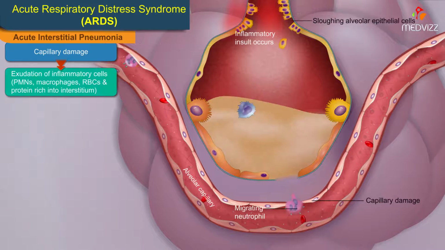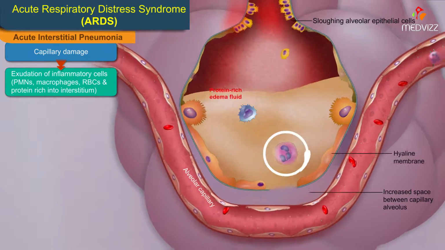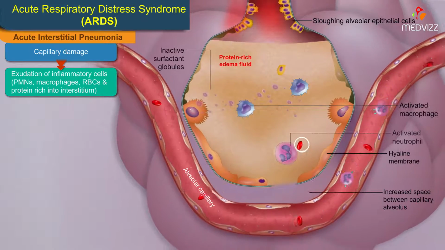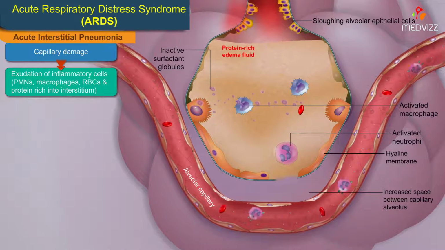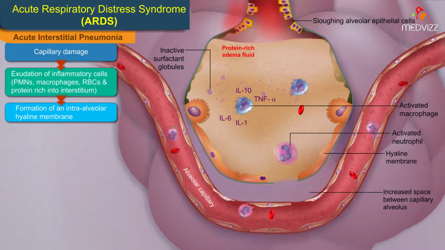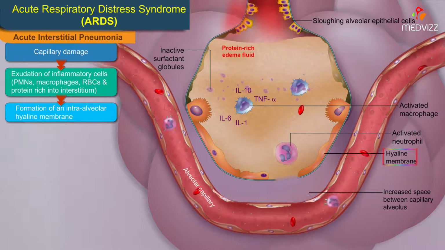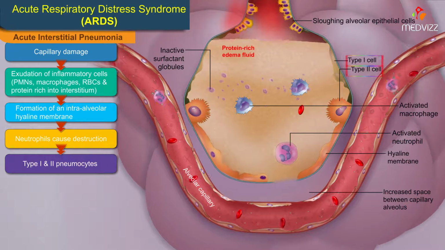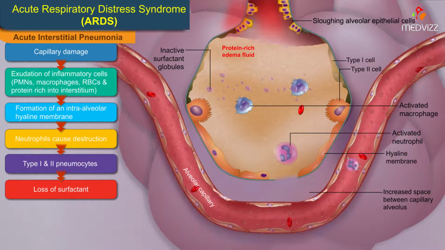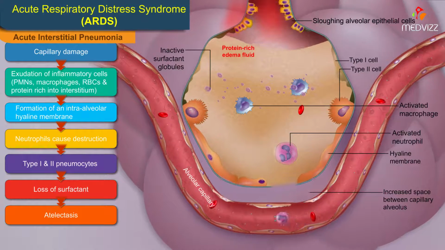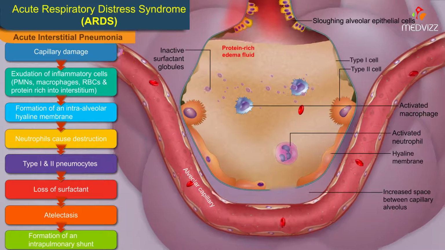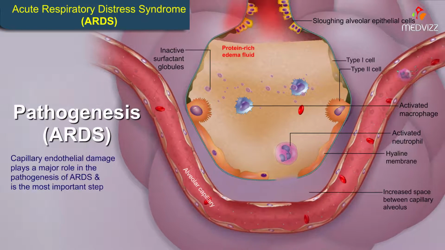Capillary damage leads to exudation of inflammatory cells, polymorphonuclear cells or PMNs, macrophages, RBCs, and protein into the interstitium. There is formation of an intraalveolar hyaline membrane. Neutrophils cause destruction of type 1 and type 2 pneumocytes, which triggers a loss of surfactant and then leads to atelectasis. This causes the formation of an intrapulmonary shunt, a VQ mismatch with no ventilation.